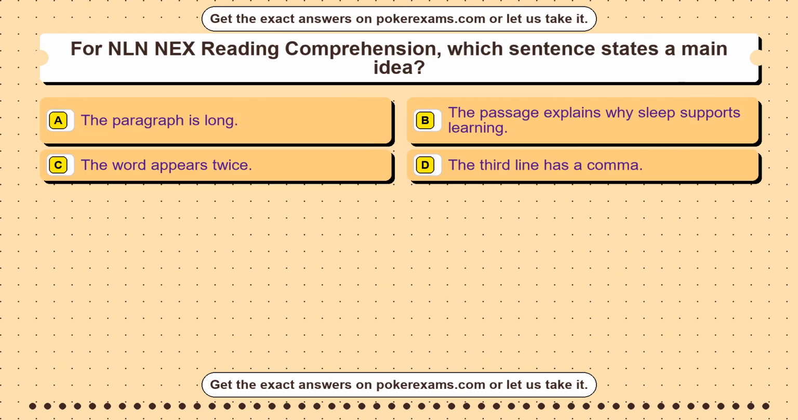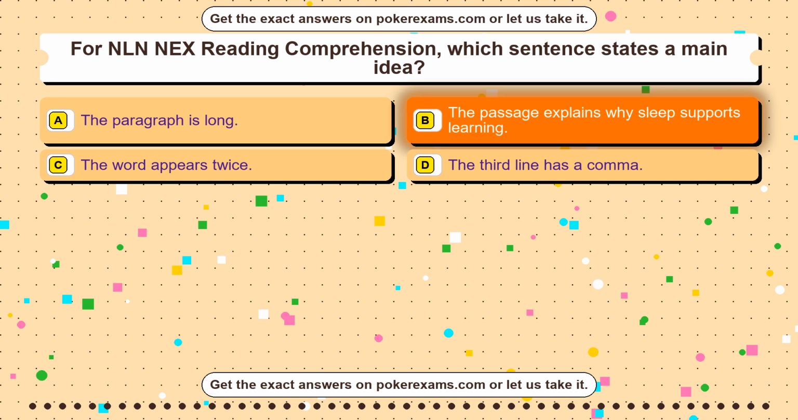Question 32. For GED probability practice, which value is 40% of 50? Option A: 90. Option B: 20. Option C: 40. Option D: 45. The correct answer is option B.